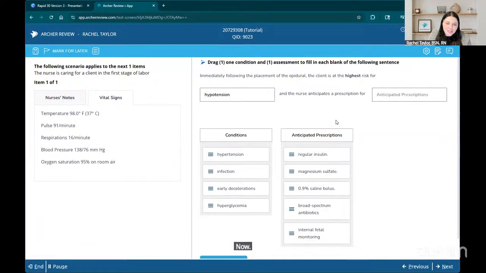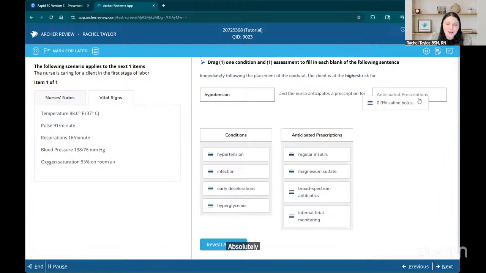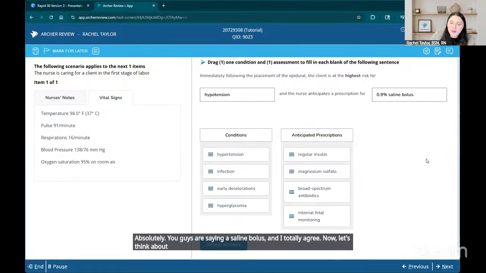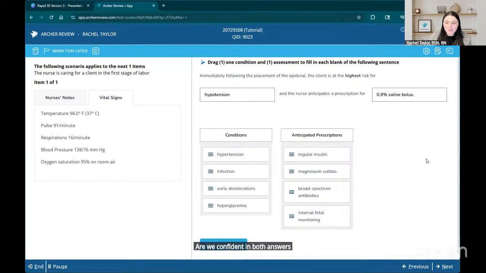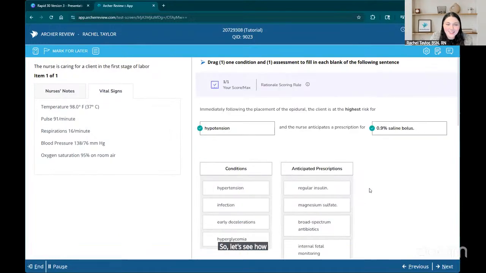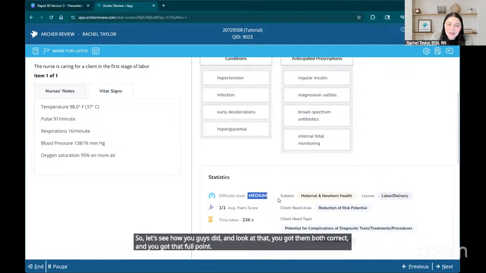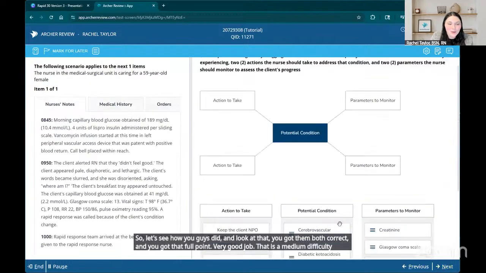Now, the nurse anticipates a prescription for what? If we're concerned about hypotension, we just covered this, guys. What do we need a prescription for? Absolutely. You guys are saying a saline bolus, and I totally agree. Now, let's think about this. Are we confident in both answers? Because remember, you have to have them both right to get the point at all. So let's see how you guys did. And look at that. You got them both correct, and you got that full point. Very good job. That is a medium difficulty level question, and you guys got it.